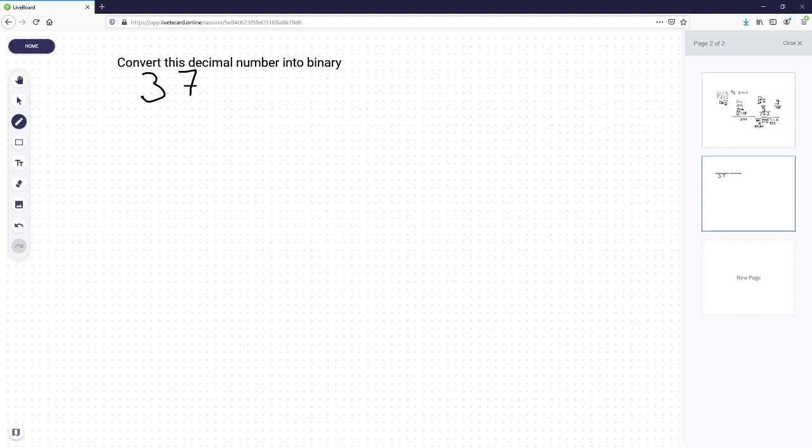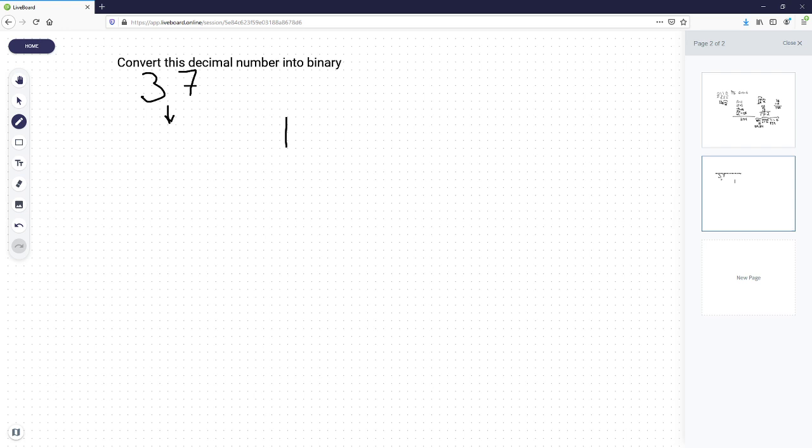So, let's follow the algorithm. What does the algorithm say? It says first, we check if the number is 0. If the number is not 0, then we ask, is it even or odd? If it's odd, then we add a 1 to the end of our binary number. If it's even, then we add a 0. So in this case, we're just going to add a 1 because it's odd. And then you divide by 2.